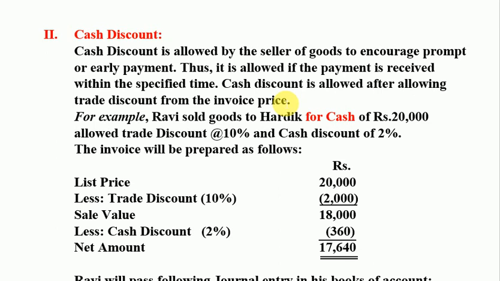That discount is known as what? A cash discount. And remember one thing, cash discount will always be recorded in our books of accounts. I repeat, cash discount will always be recorded in our books of accounts, but trade discount we will not record in our books of accounts. Got it?